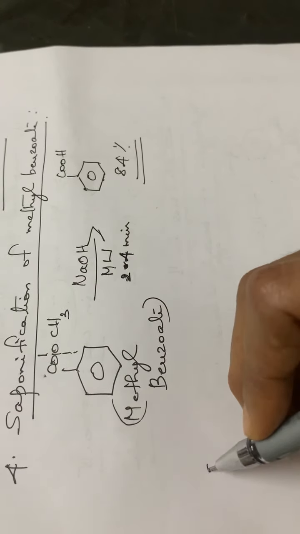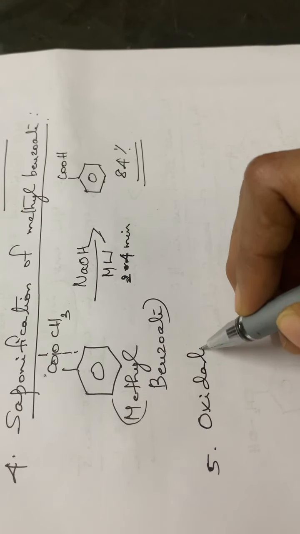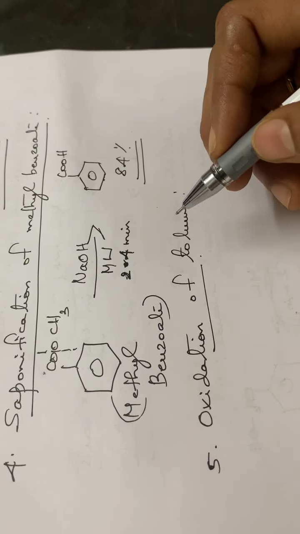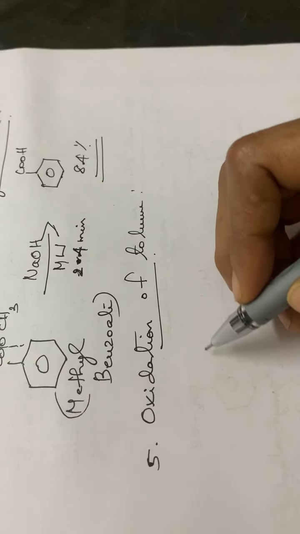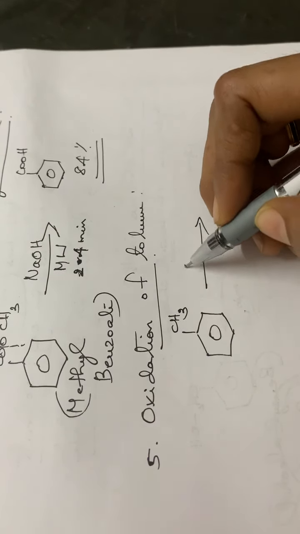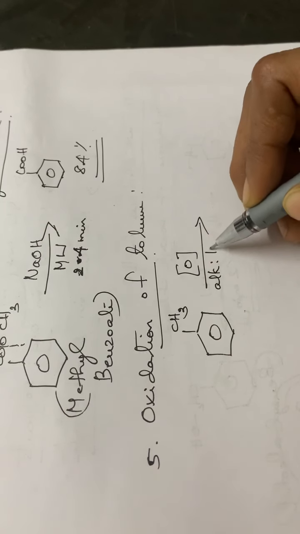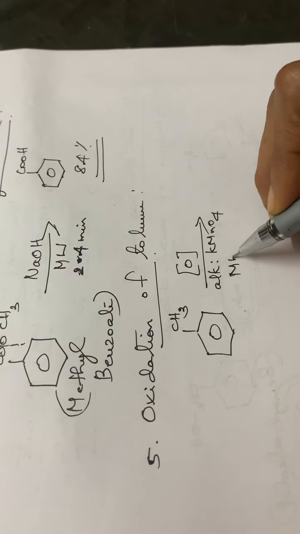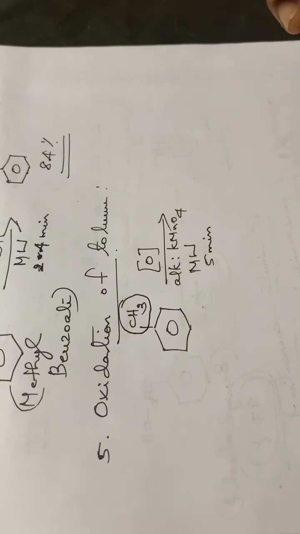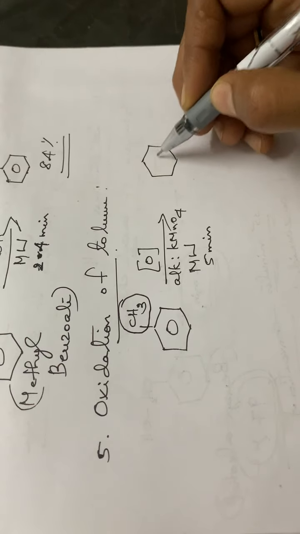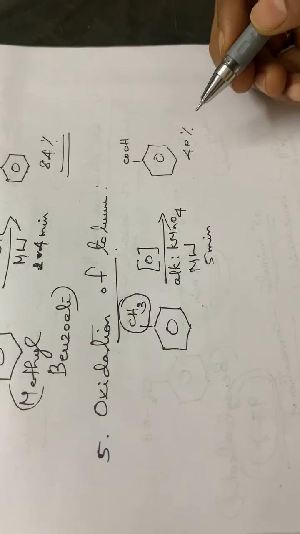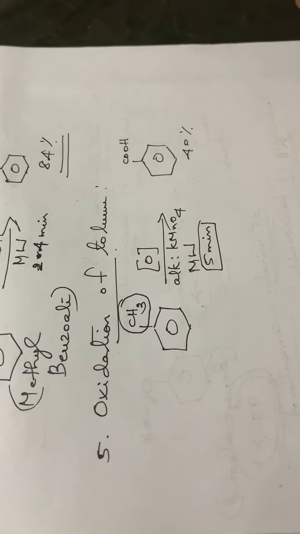Then the next reaction is the oxidation of toluene. This oxidation of toluene is carried out in the presence of alkaline KMnO4. C6H5CH3, oxidation using alkaline KMnO4, microwave assisted. It takes only 5 minutes, and any side chain will be oxidized to COOH. So here also the product will be C6H5COOH, benzoic acid, and the yield is about 40%. The reaction is carried out within 5 minutes.